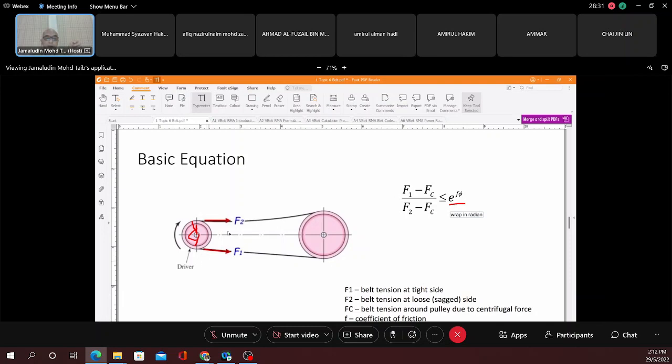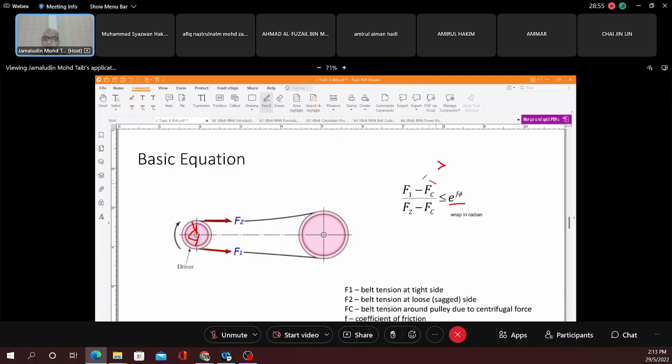Maybe, for example, let's say you have a motor, and you put a larger power motor here. What's going to happen? The pulley is going to rotate faster than it should, and this value is going to be larger. When that happens, there will be slippage. It won't work that way.